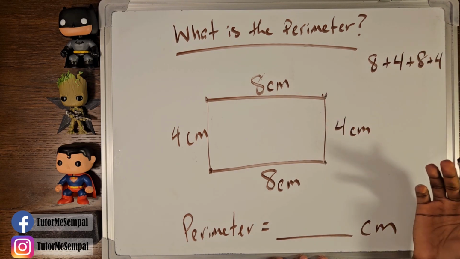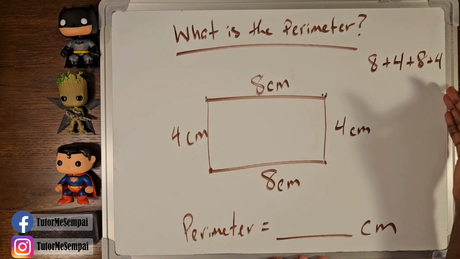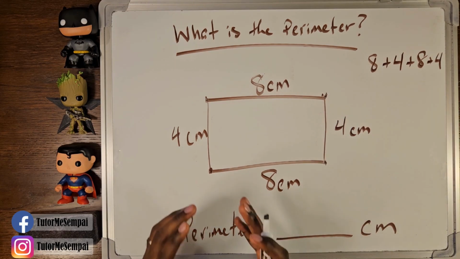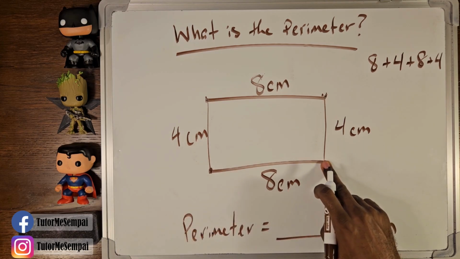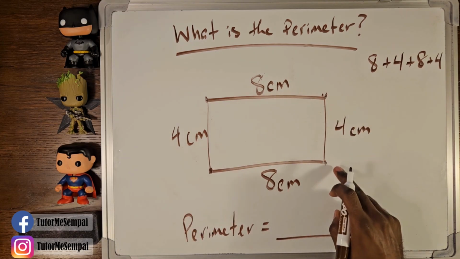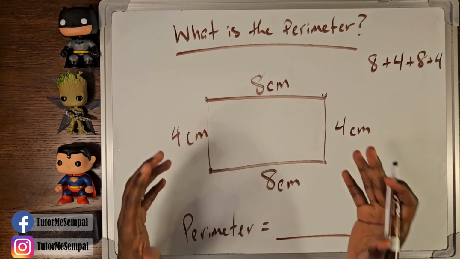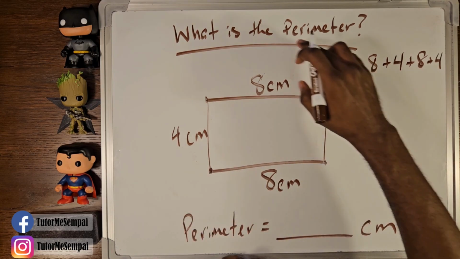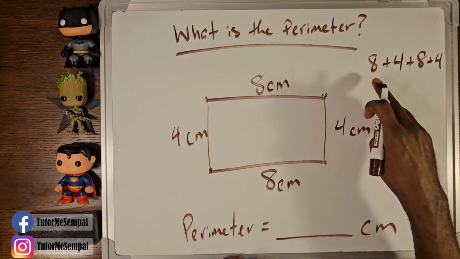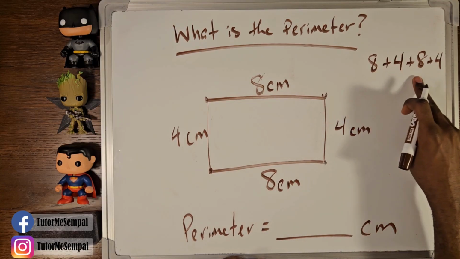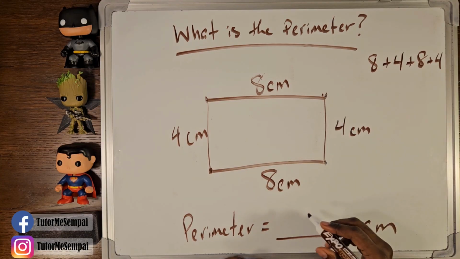That's our perimeter. You add up all of your sides, and that's going to be your perimeter. Don't miss a side. If we stop right here, that's not the perimeter. We didn't go the full length around the entire shape. We have to go all the way around, so we have to add up all of the sides. So what do you get when you have 8 plus 4 plus 8 plus 4? Well, this is going to be 24.